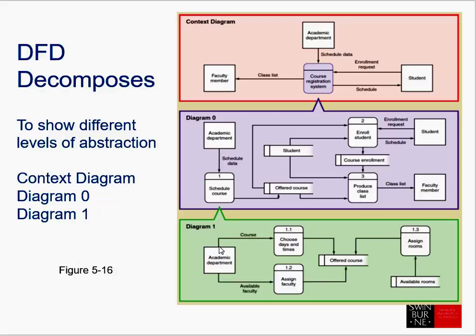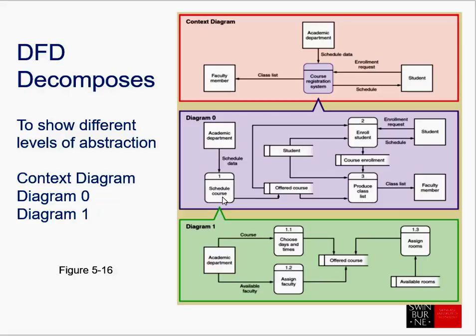That is actually called diagram 1. In this case, diagram 1 means a further decomposition of the first fragment. So you can see the first fragment actually consists of other sub-processes. So scheduling courses involves, first, choosing days and times, and then assigning the faculty members, and then assigning the rooms, right? So now when you decompose a particular fragment further down, make sure you capture the logic.